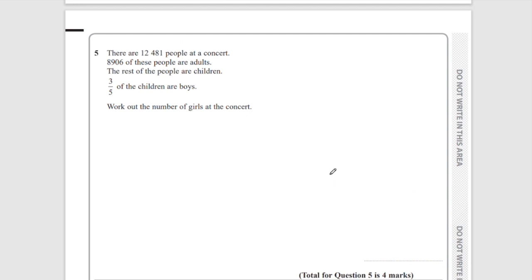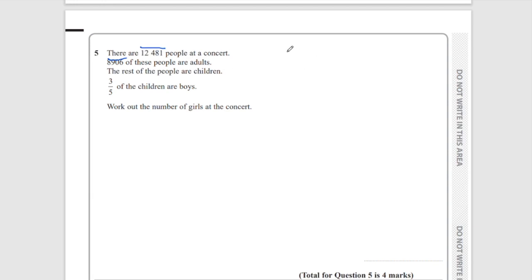Okay, so there are 12,481 people at a concert. 8,906 of these people are adults. The rest of the people are children. 3/5 of the children are boys. Work out the number of girls. First of all, by using these two values, we will figure out how many children are there.